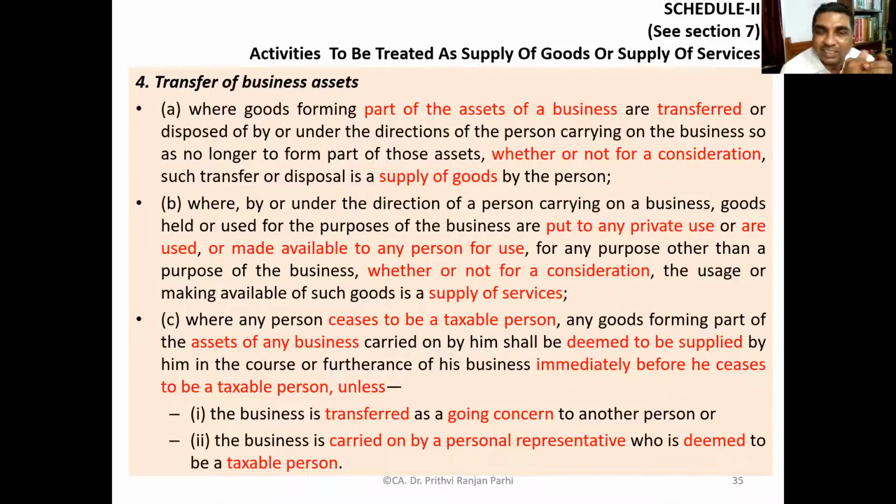Okay. When the business assets are transferred, whether there is a consideration or not doesn't matter. It is always supply of goods. Right. But when the business assets are put to any private use, then whether consideration is involved or not doesn't matter. It is supply of services. And if the business ceases, then it will be assumed that all the assets are supplied, and it will be treated as supply of goods.